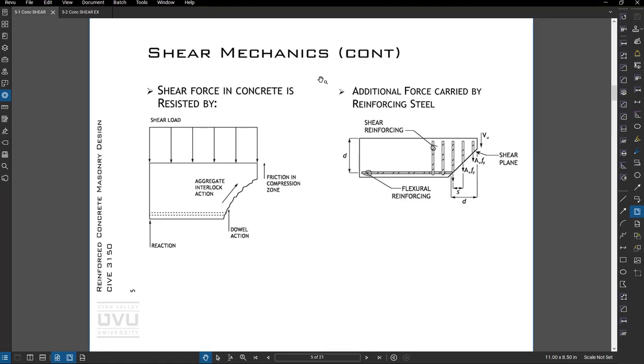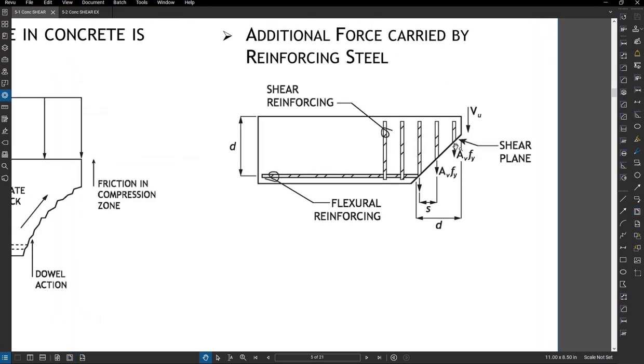Okay, so the mechanics of shear: we get some friction in the compression zone, some aggregate interlock, and then dowel action at the bar. And then if we add reinforcing steel, we get a tension force in each bar that basically equates to shear strength.